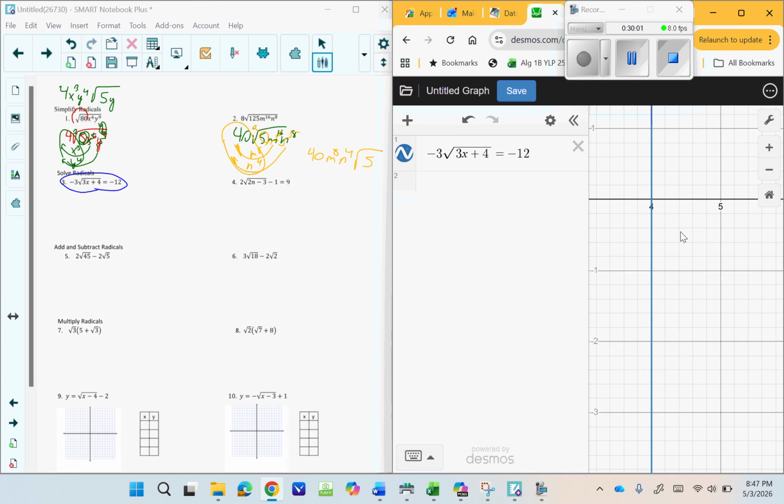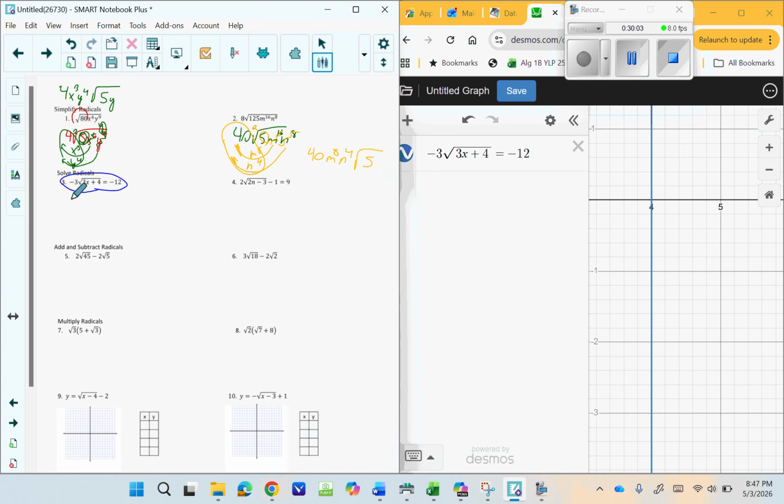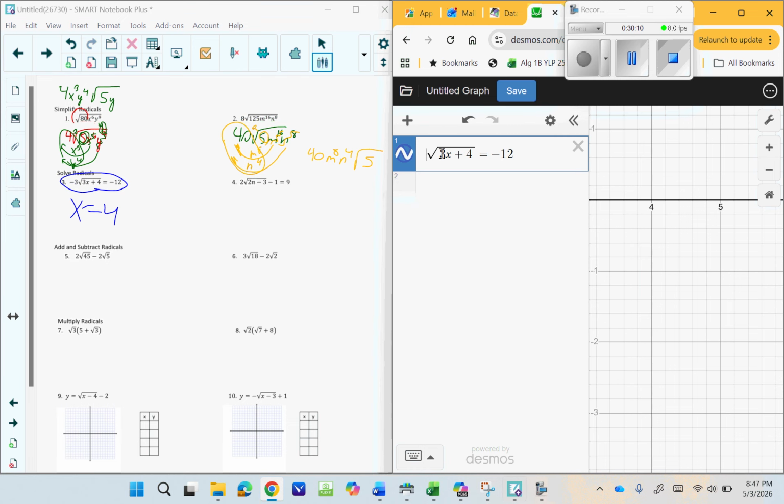Oh, and it looks like it is 4. So my answer is going to be x is equal to 4. Okay, we're going to do this again, and notice how this one has an n, but I'm not going to use n, I'm going to use x.